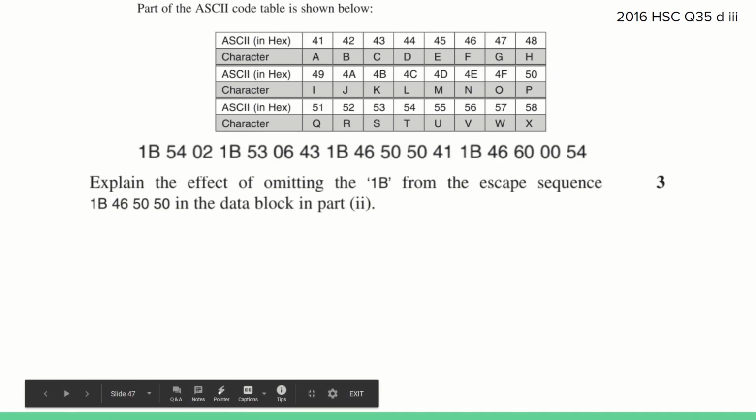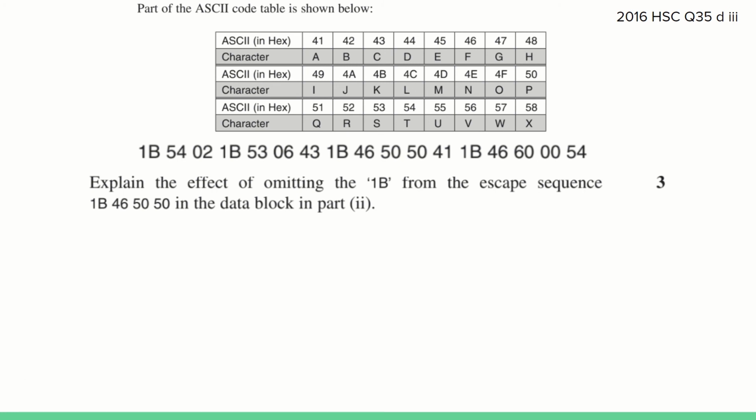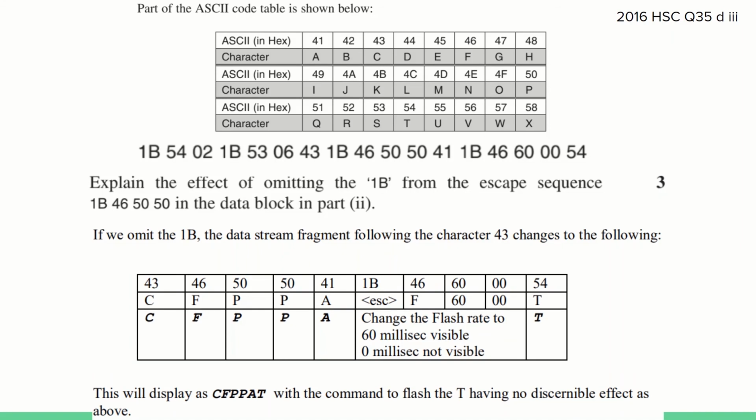Explain the effect of omitting 1B. So I've put in that sequence from before. Now, I've drawn it up as a table. You can draw it up any way you want, but I just draw it up as a table because it's easier to show.